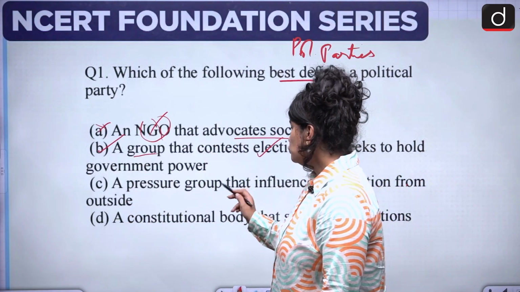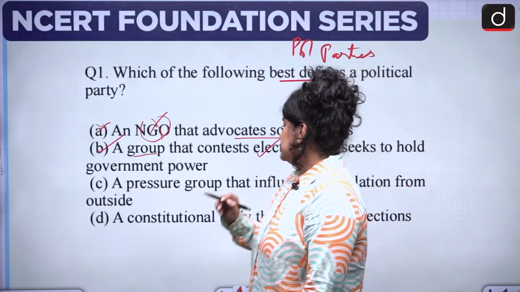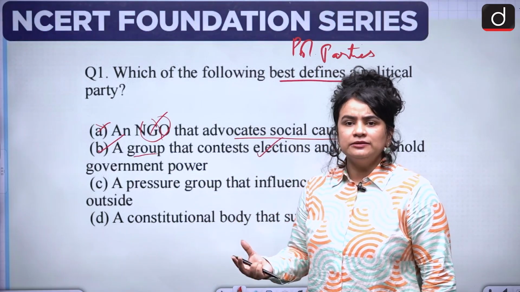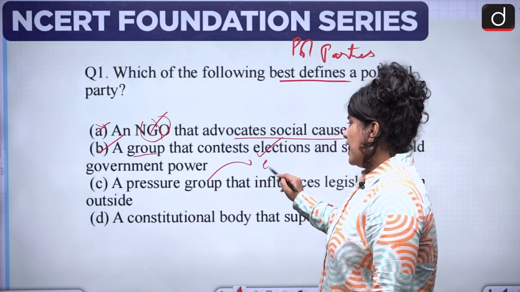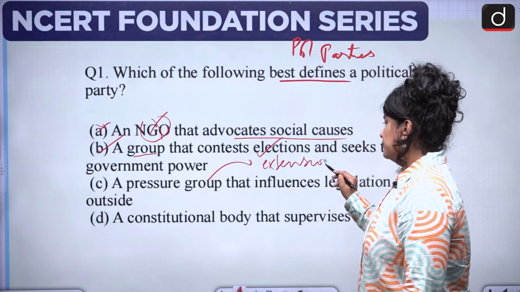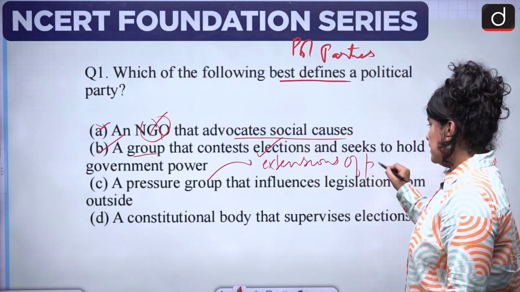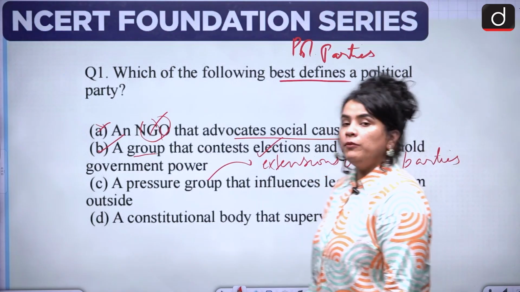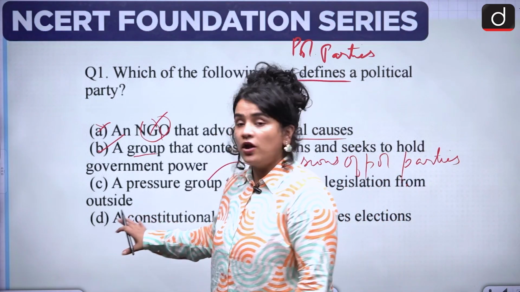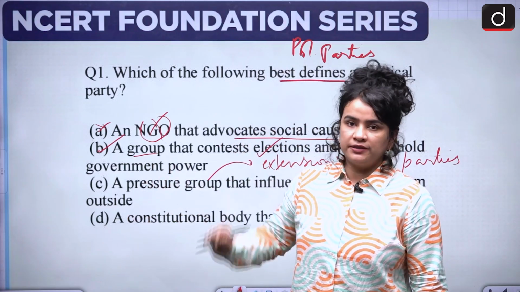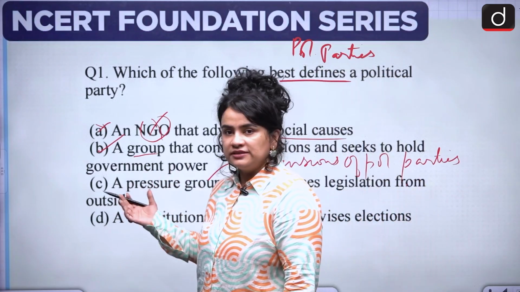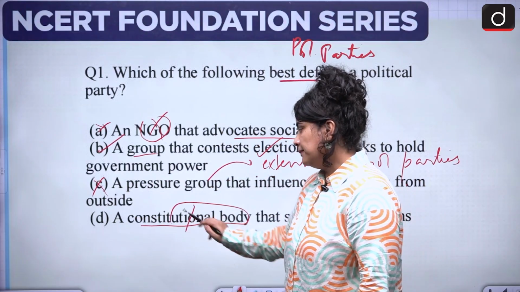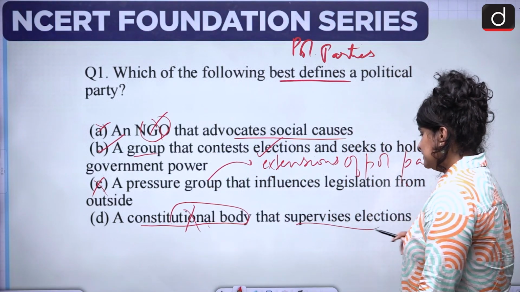C says a pressure group that influences legislation from outside. See, technically speaking, in various places, pressure groups are actually extensions of political parties. They can be considered extensions of political parties, but they do not qualify as political parties and cannot be considered as political parties. Finally, a constitutional body that supervises elections, absolutely not.